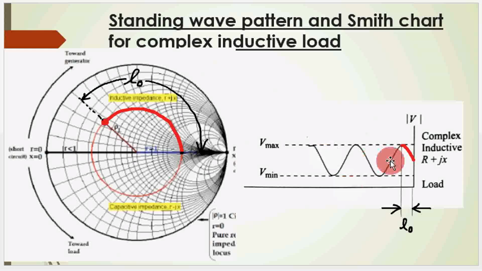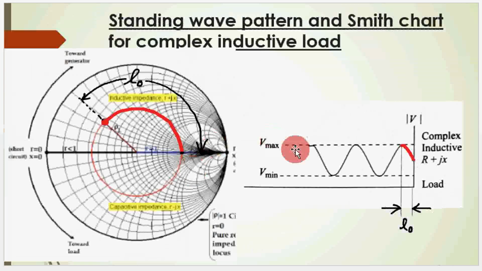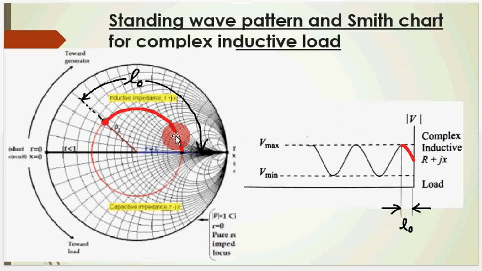Now this is one standing wave pattern generated in the CRO, and this is another standing wave pattern. By looking at the standing wave pattern, you can decide whether the load is inductive, capacitive, or complex inductive, complex capacitive, or purely resistive. So let us see how to decide.